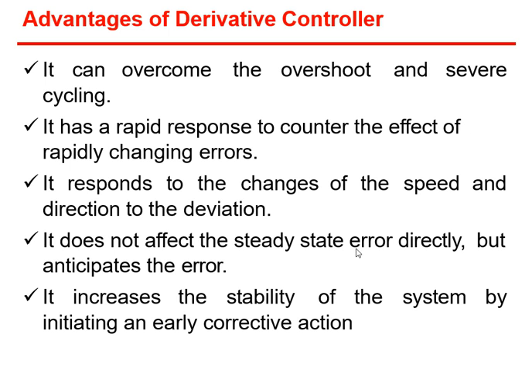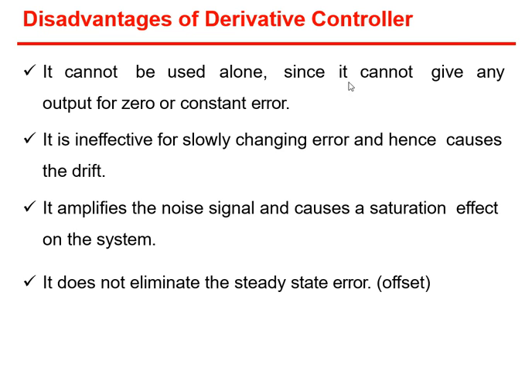It does not affect the steady state error directly, so that's why it is not used, because it cannot give any output for zero or constant error. It is ineffective for slowly changing error and hence causes the drift. For slowly changing error it is ineffective.